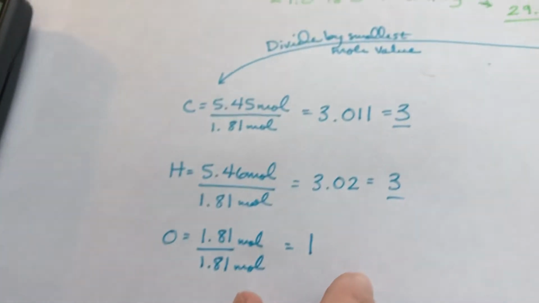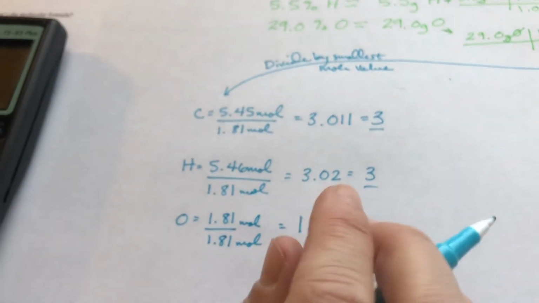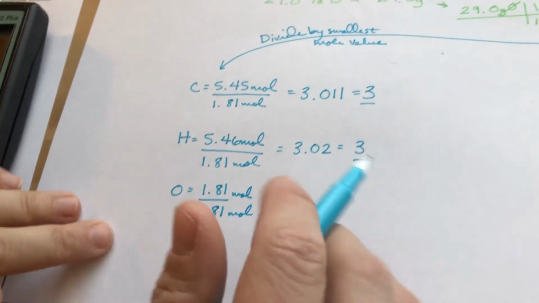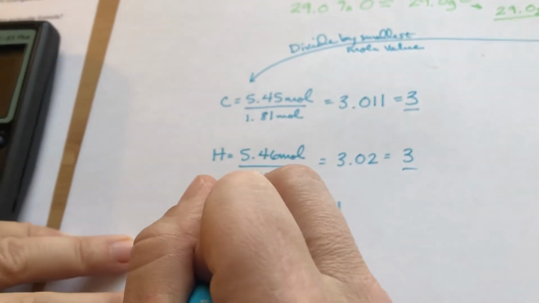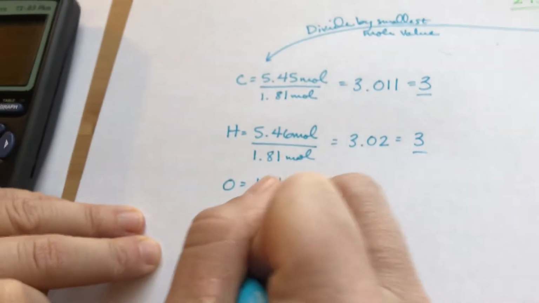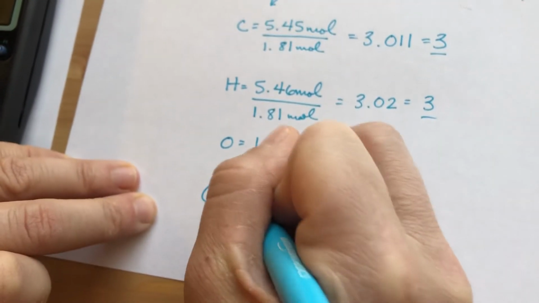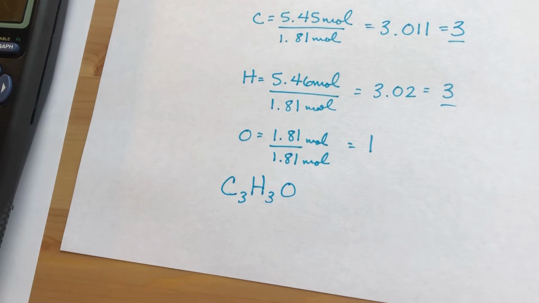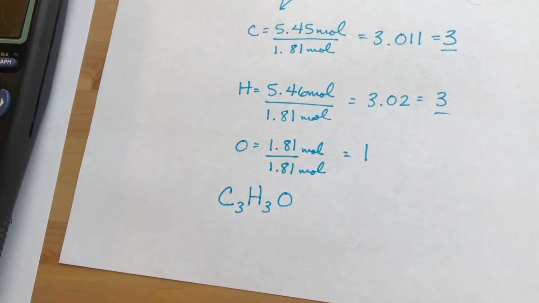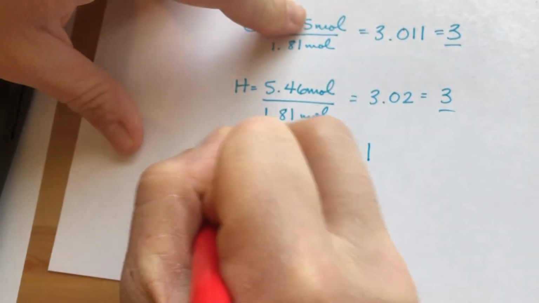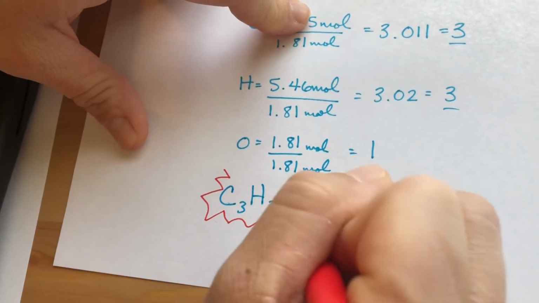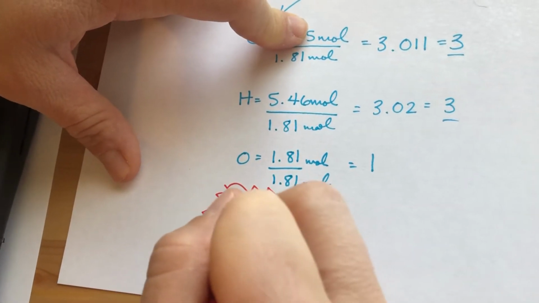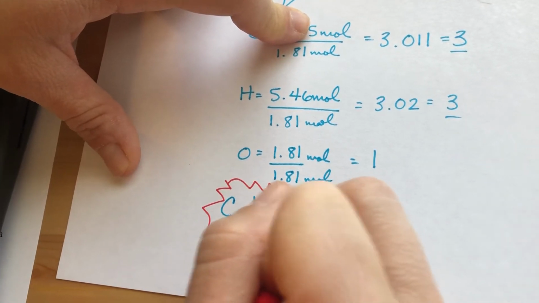Okay, so now we can get our empirical formula. This is our empirical formula for covalent compounds. So that means we have 3 carbons, 3 hydrogens, and 1 oxygen. So the way we're going to write this out is C3H3O. Okay, all right, so now we have the empirical formula.